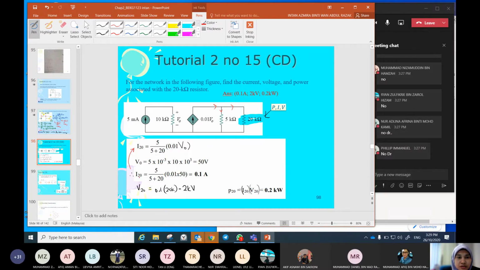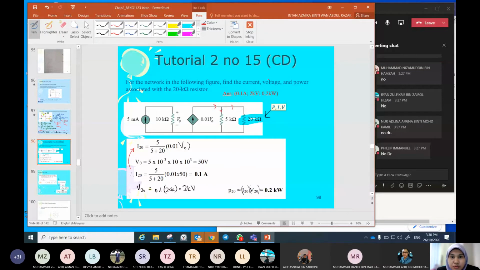So I of 20k is equal to, you substitute V0 with 50 and we will get 0.1 amps. 0.1 amps flows through 20k. Okay, so we get the current of 20k, and then how about V0? Just V is equal to IR. This is I, this is R. We get 2 kV, 2 kilovolts.